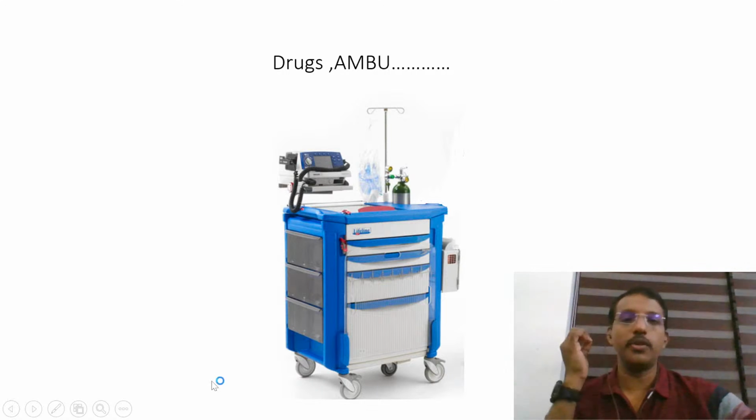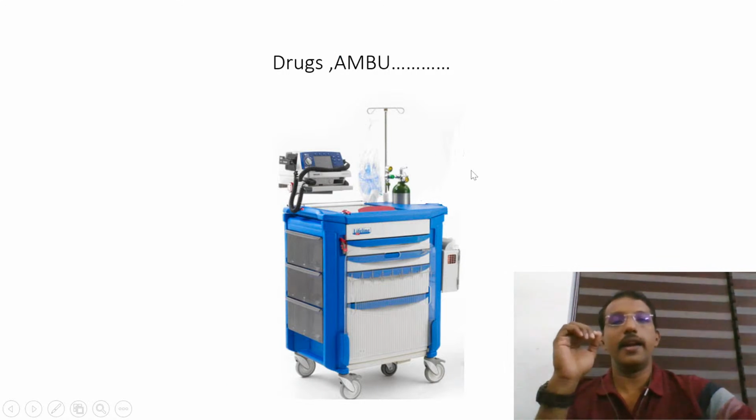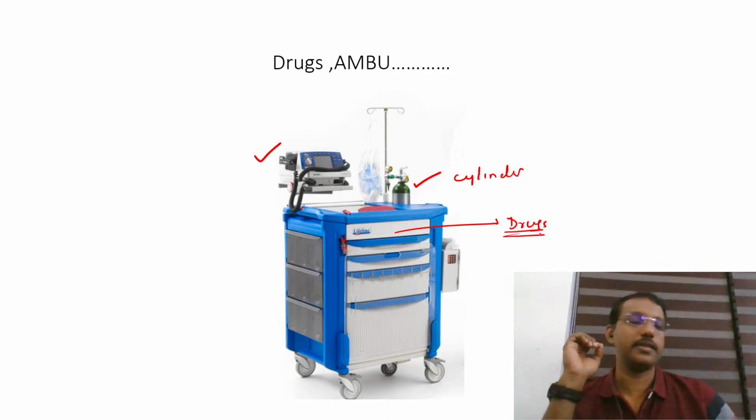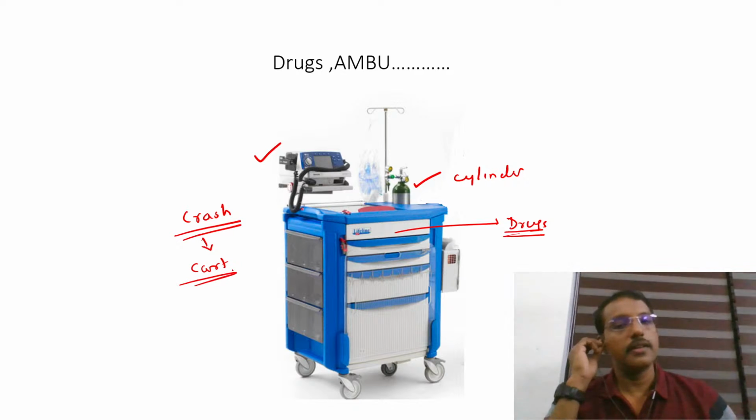Okay, the next one is about this. It is called a trolley which contains a defibrillator, which contains a cylinder, and it also contains multiple trays where drugs are placed. So what is this known as? This is actually the crash cart. When you get a code blue, you get the crash cart. How do you identify the crash cart? By the presence of a defibrillator and IV fluid, cylinders with oxygen, multiple drug-containing trays, etc. Okay.